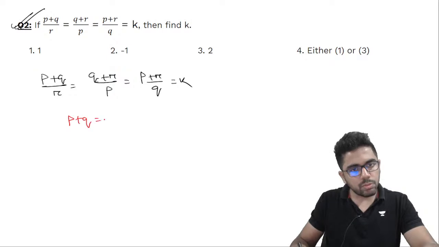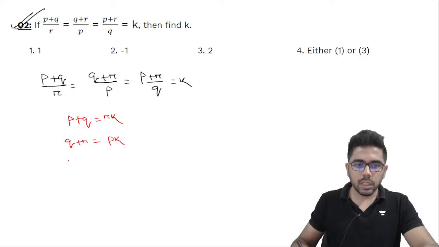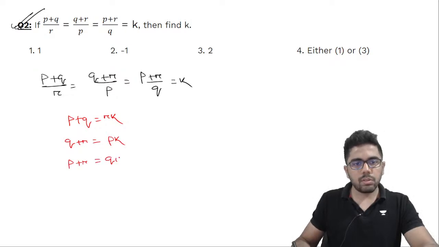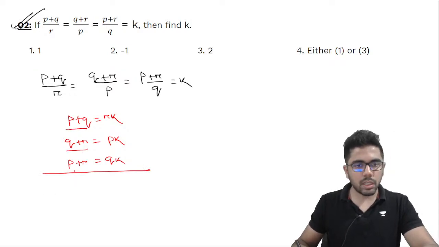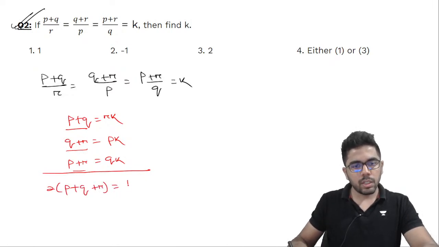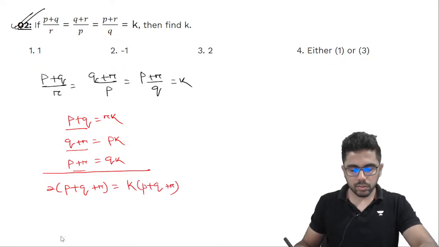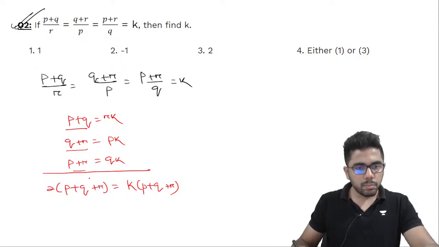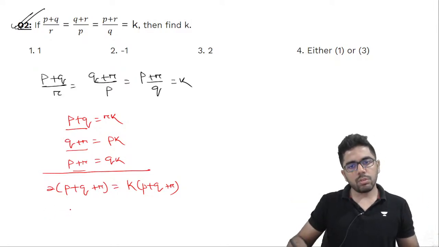So I can write, okay, p plus q is equal to rk, q plus r is equal to pk, and p plus r is equal to qk. Then you add these three results: p plus q plus r plus p plus r. So I get twice of p plus q plus r. This is equal to k common p plus q plus r. Now a lot of people cancel out this p plus q plus r on both sides. Do not cancel out. What you do is you take it as common.